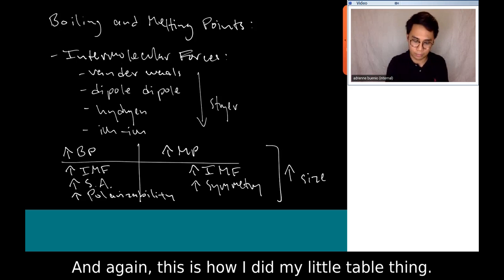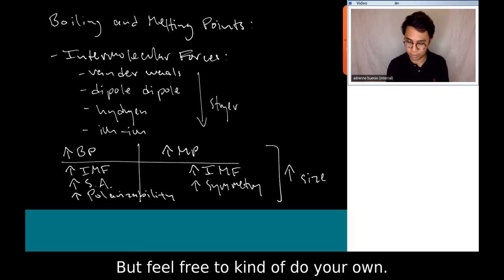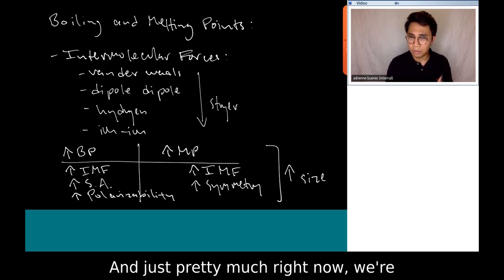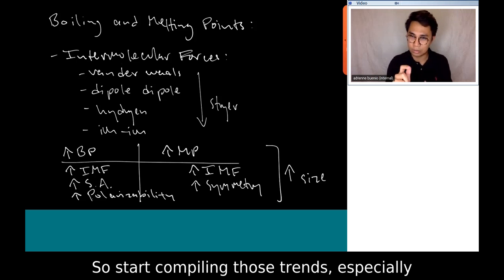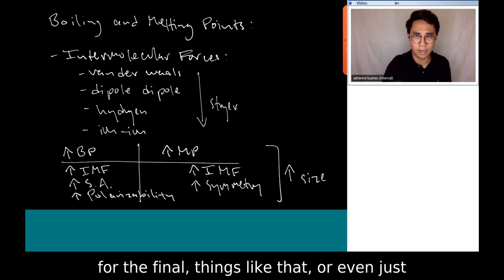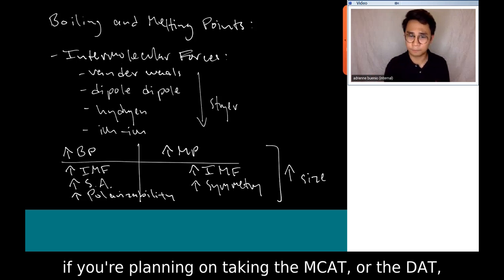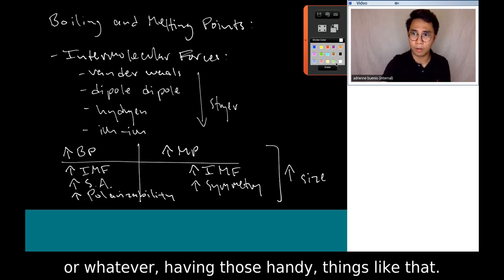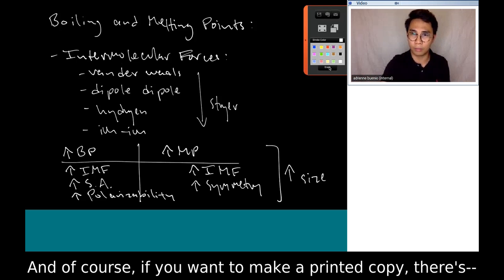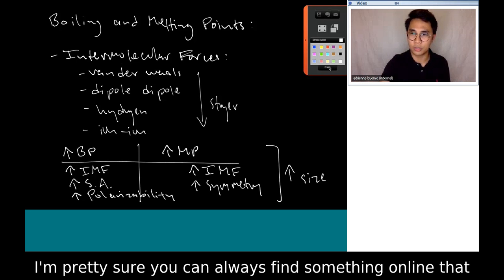And again, this is how I did my little table thing, but feel free to do your own. Right now we're going to be seeing a lot of trends, so start compiling those trends, especially for the final, or even if you're planning on taking the MCAT or the DAT or whatever, having those handy. And of course, if you want a printed copy, you can always find something online that has what you're looking for.